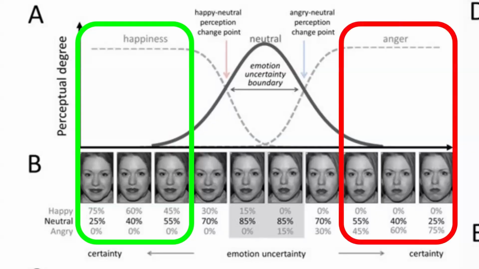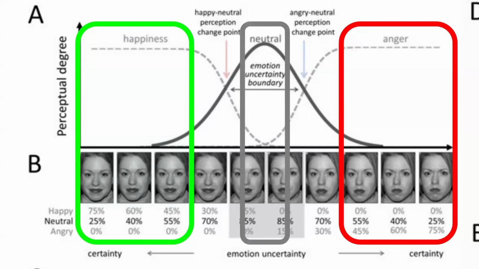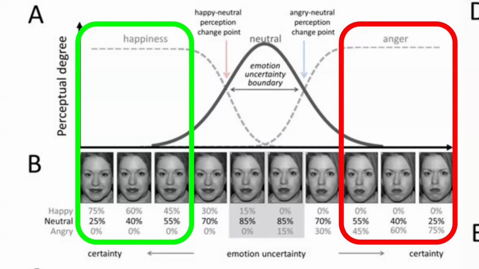On the other end of that spectrum, you have the faces that are 45, 60, and 75% angry, and the rest is neutral. Again, if you take a look at that top line, subjects are very good at recognizing that those are angry faces. And then you have faces that are 85% neutral and only have 15% happiness or 15% anger in them.